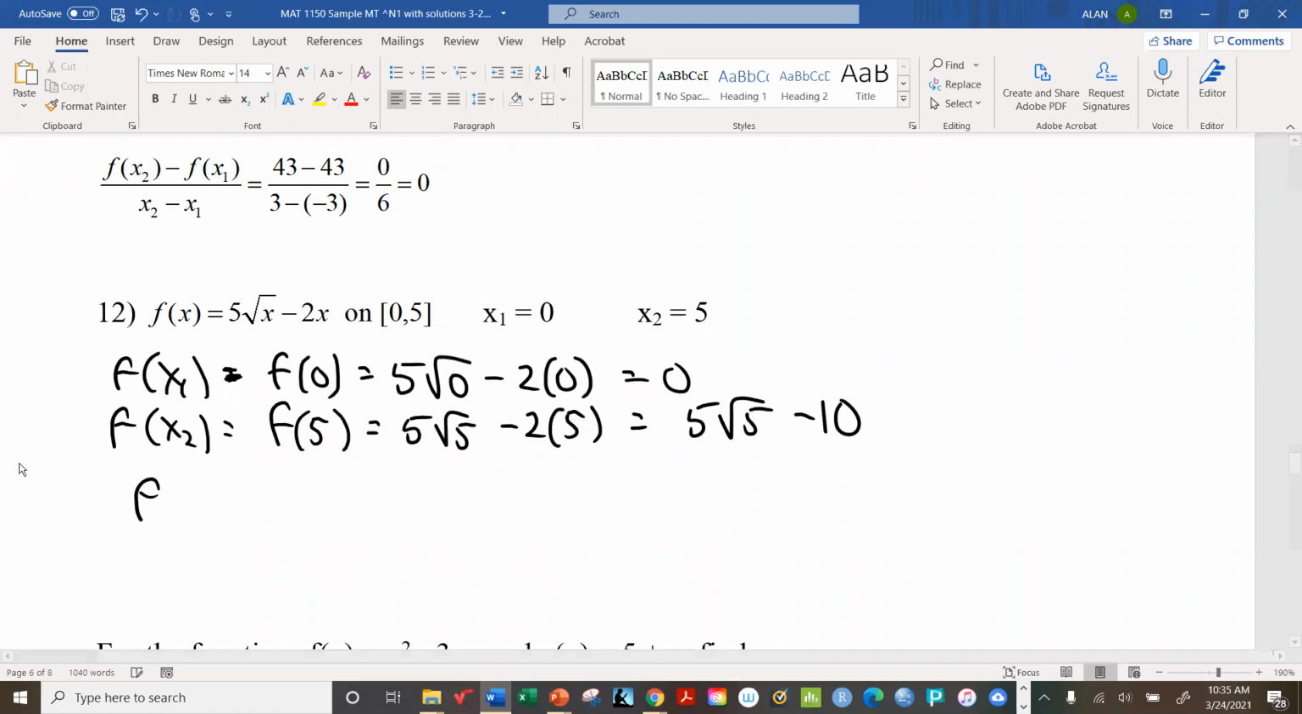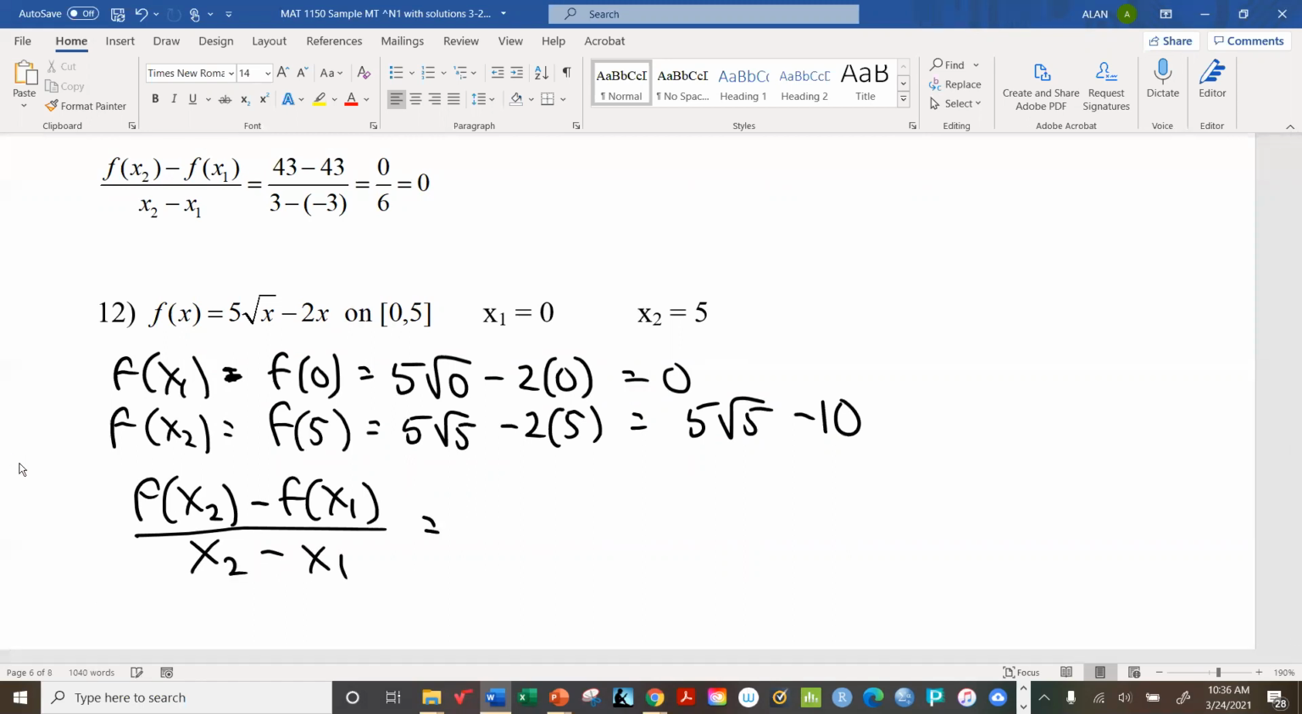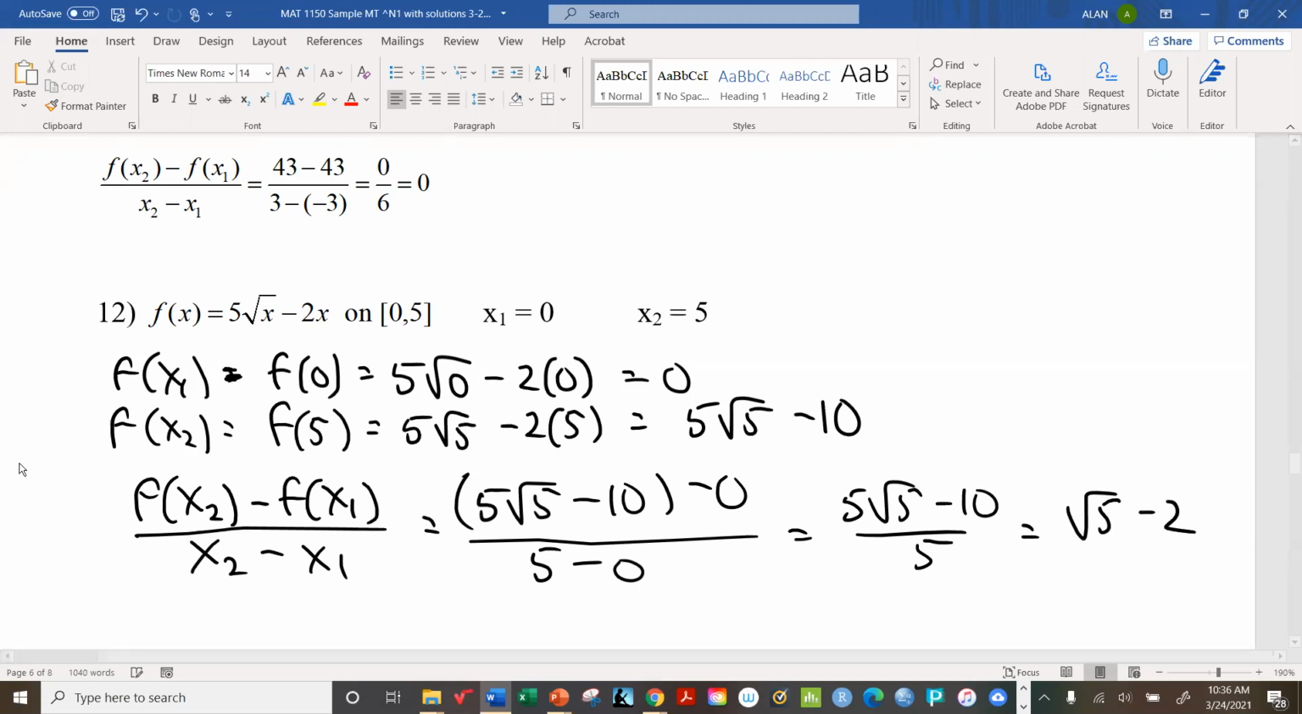So for this formula, we have 5 radical 5 minus 10 minus 0 all over 5 minus 0. Now, it just so happens that each of these is evenly divisible by 5, so we end up with radical 5 minus 2. All right, well, that worked out pretty well.